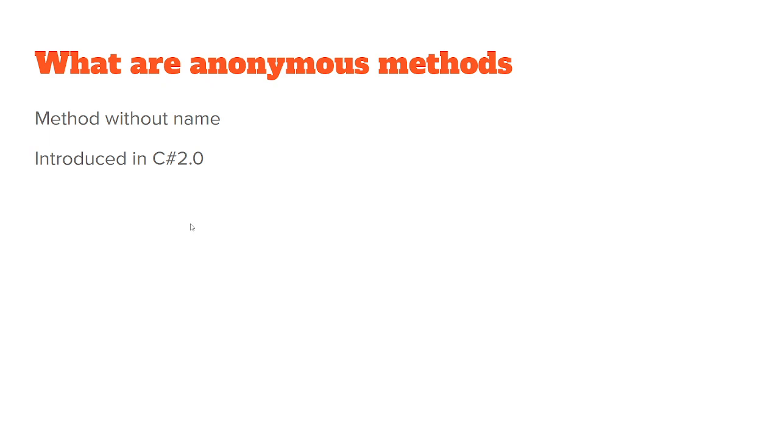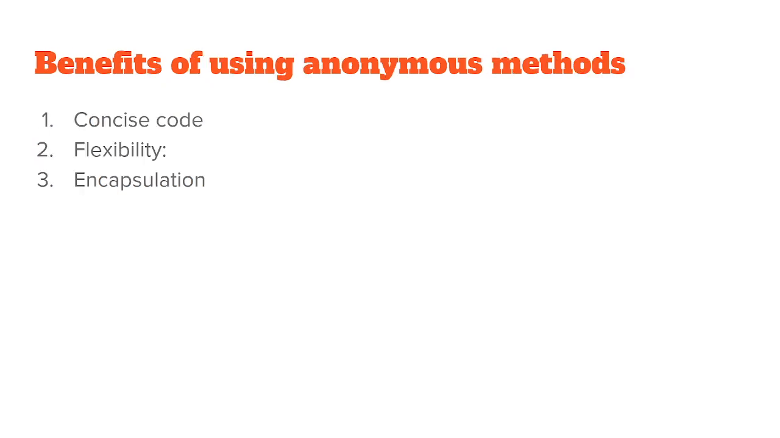Okay, so what are the benefits of anonymous methods? First, concise code. Anonymous methods allow you to write code more concisely and in a more expressive way. Instead of defining a separate method for a simple operation, you can use an anonymous method inline, making your code more readable and easier to understand.